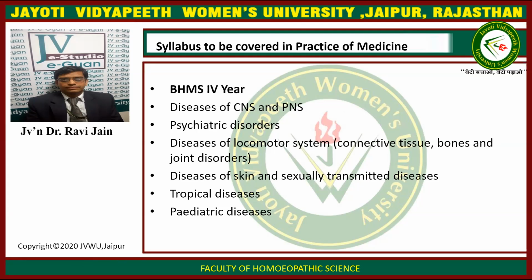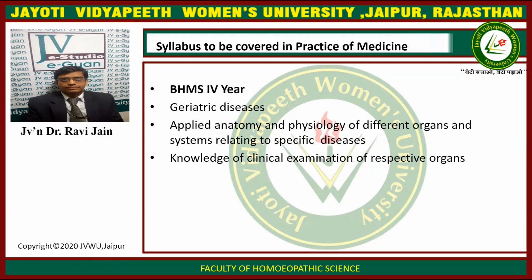From the final year, the student must know about the diseases of CNS and PNS, psychiatric diseases, diseases of the locomotor system, that is connective tissue, bones and joint disorders, diseases of the skin and sexually transmitted diseases, various kind of tropical diseases and pediatric diseases. Also, the knowledge of geriatric diseases is a must. The candidate must have the knowledge of the applied anatomy and physiology of different organs and systems relating to specific diseases. The knowledge of the clinical examination of respective systems is a must.